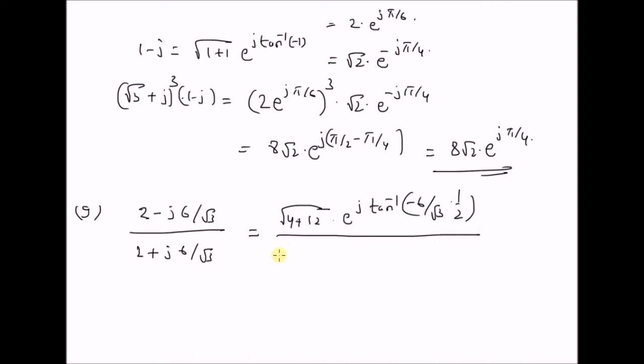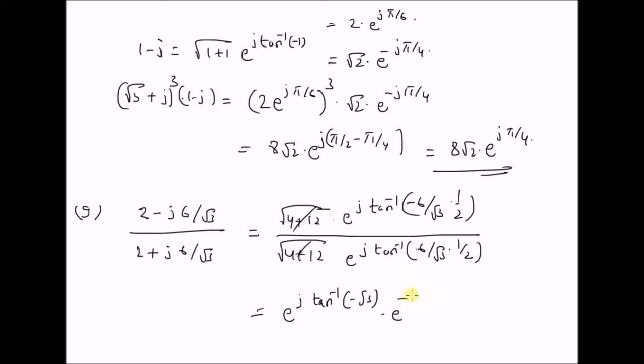In the denominator, we have the same amplitude, which is square root of 4 plus 12. And then we have e power j into tan inverse of 6 by root 3 into 1 by 2. You can clearly see that the amplitudes are the same, so we can cancel them. And the phase term is e power j into tan inverse of minus square root of 3 into e power minus j into tan inverse of plus root 3.